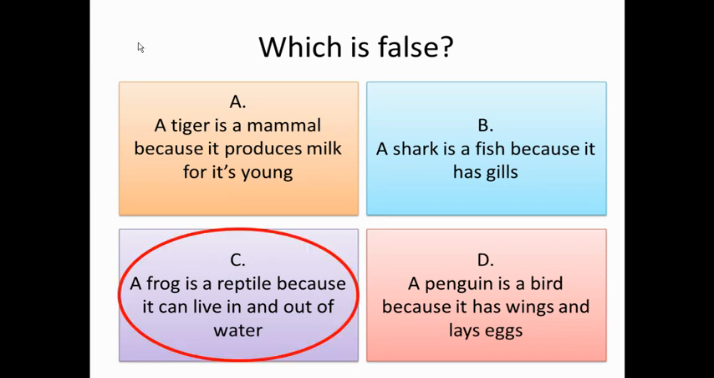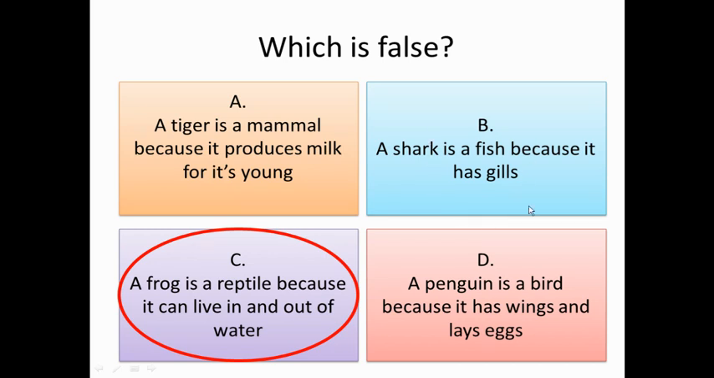Okay, what you should have had is that C was the false answer. So a frog is a reptile because it can live in and out of water. Well, actually, it's an amphibian because it can live in and out of water. If we have a look at the others, a tiger is a mammal because it produces milk for its young. Well, that's the key thing I said mammals do. Okay, a shark is a fish because it has gills.